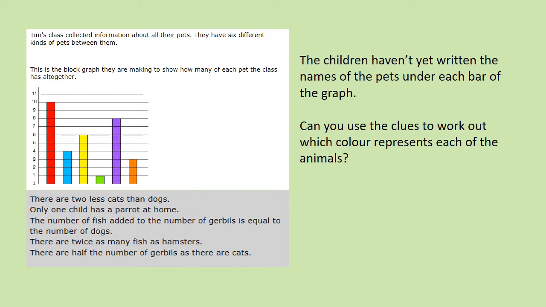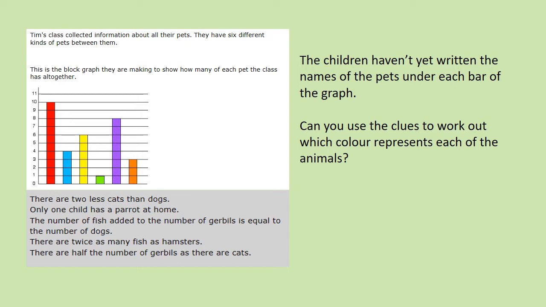So as you can see, the children haven't yet written the names of the pets under each bar of the graph. So your job is to use the clues to work out which colour represents each of the animals. A good tip for getting going is to see if any of the clues tell you straight away which colour one of the animals is. Pause the video and have a check. You should have noticed that the parrot would be a good animal to start with.